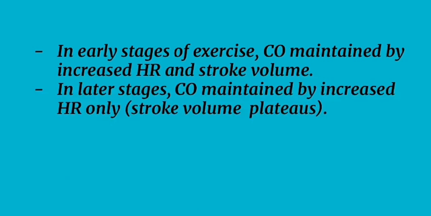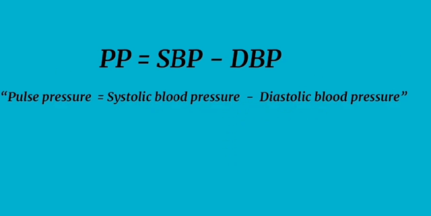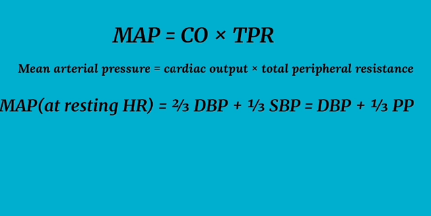In early stages of exercise, cardiac output is maintained by increased heart rate and stroke volume. In later stages, cardiac output is maintained by increased heart rate only. Stroke volume plateaus. Pulse pressure equals systolic blood pressure minus diastolic blood pressure. Mean arterial pressure equals cardiac output times total peripheral resistance.